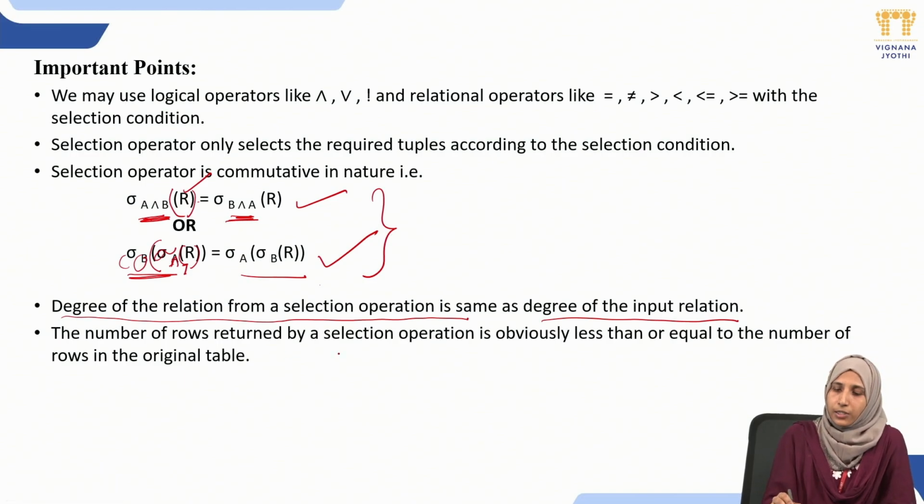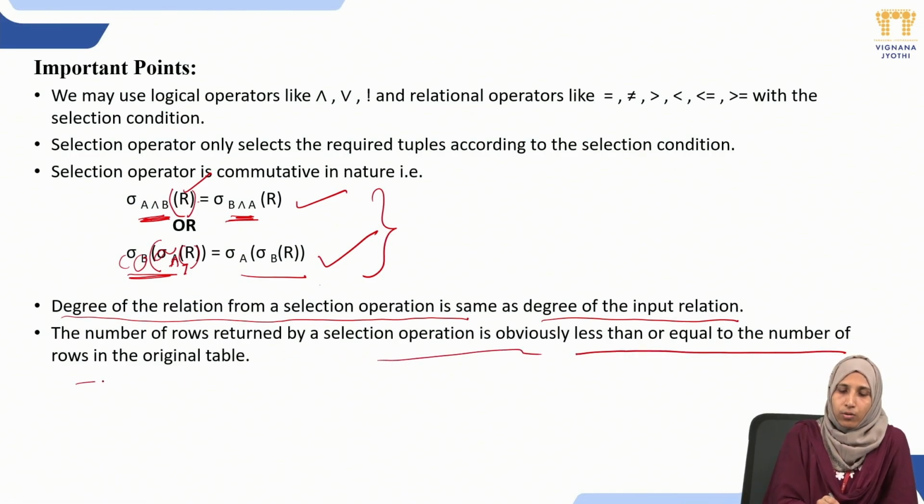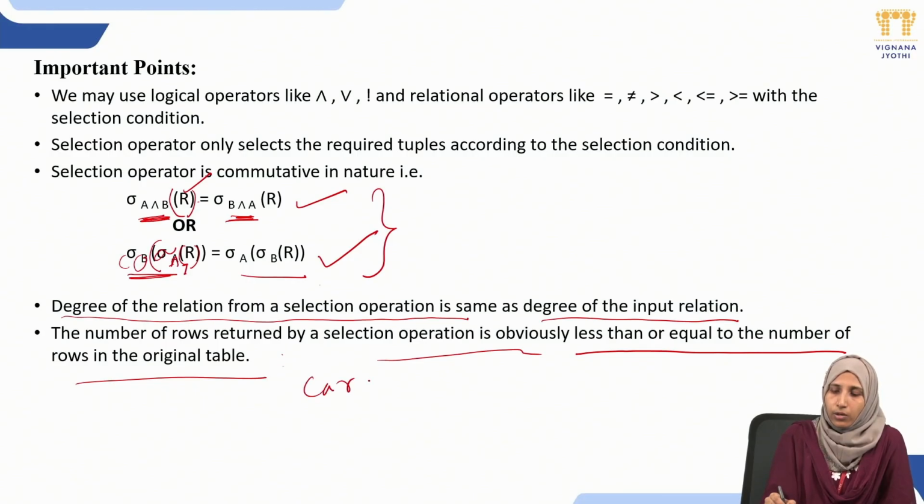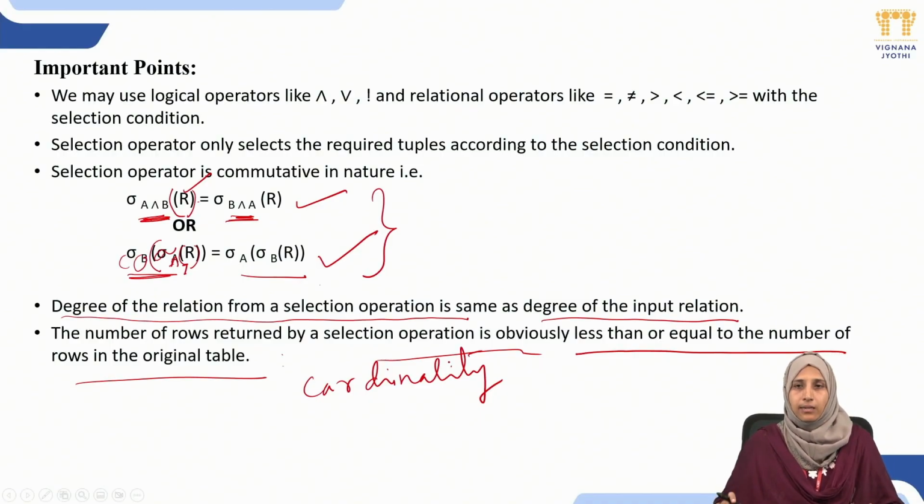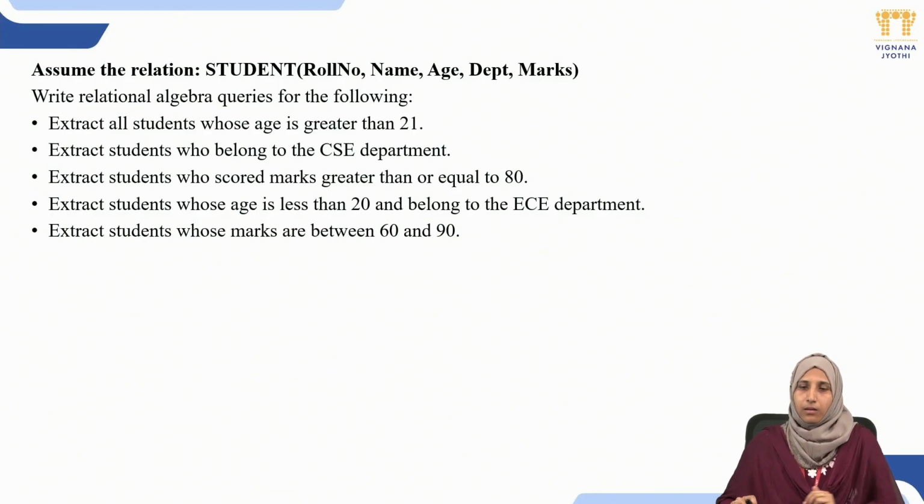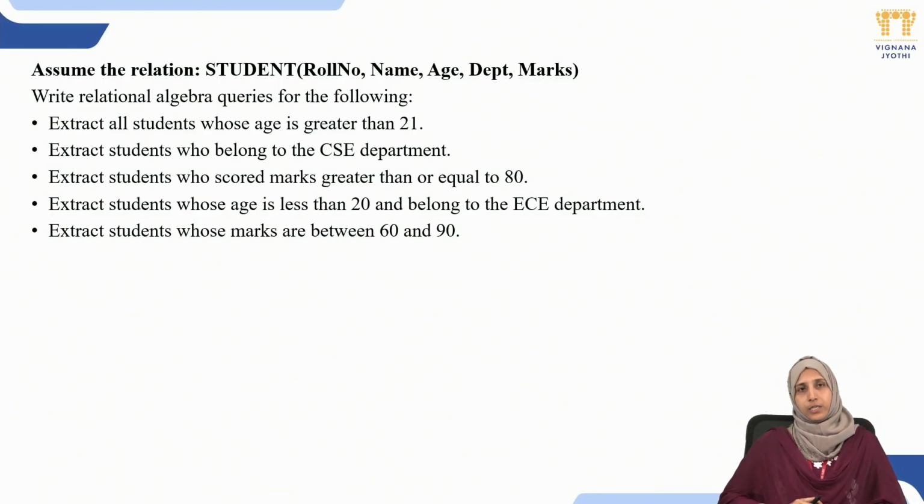The number of rows returned by a selection operation is obviously less than or equal to the number of rows in the table, or else we call it cardinality. I hope the selection operator is clear with respect to relational algebra. Now, we'll see a few examples with the help of this selection operator.